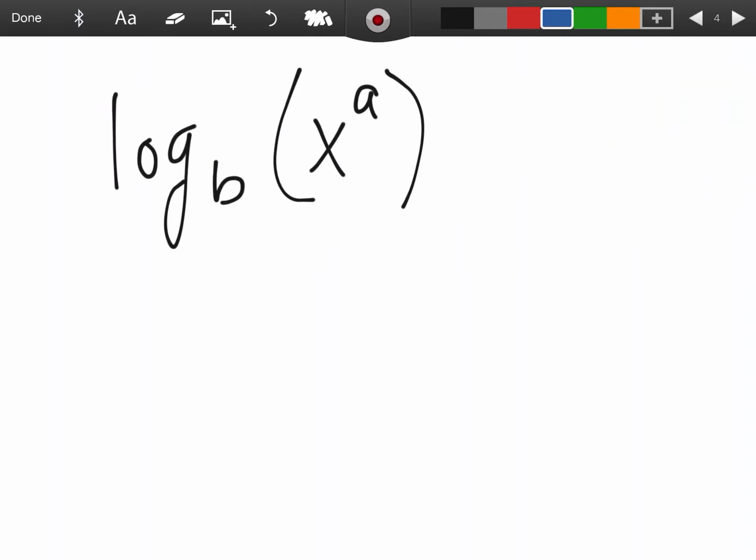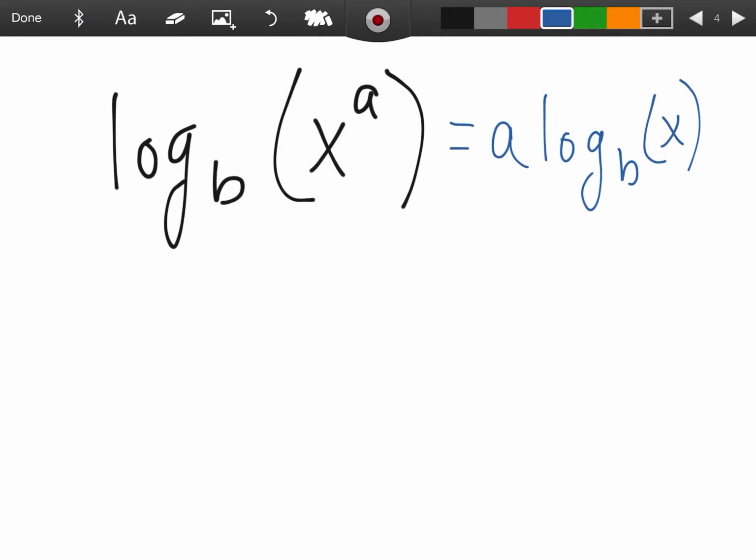In our last property, we have log base b of x to some power. Whenever we have to some power, what we can do is take that power and write it down out in front and write it as a times log base b of x. So that power rule with logarithms is we can take that power and write it down just out front.